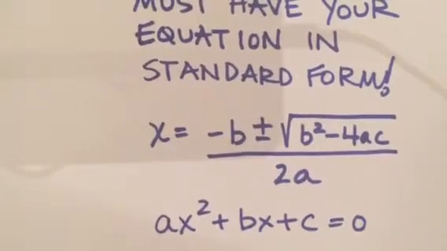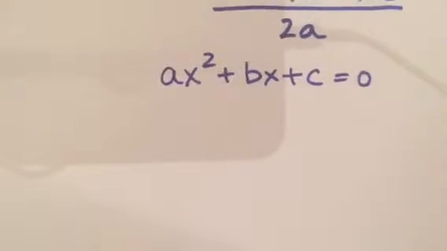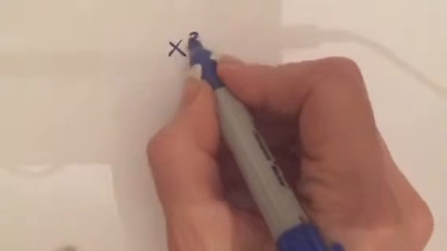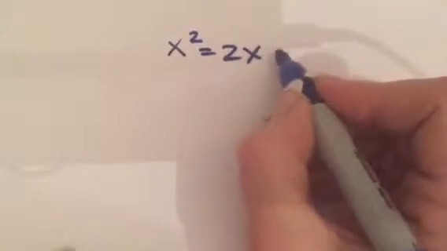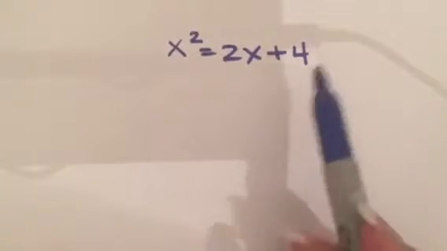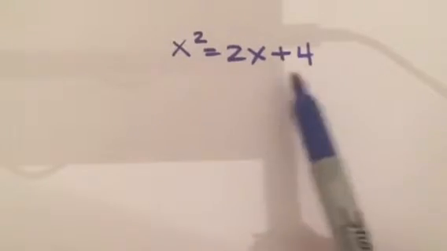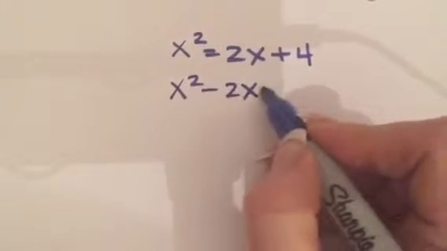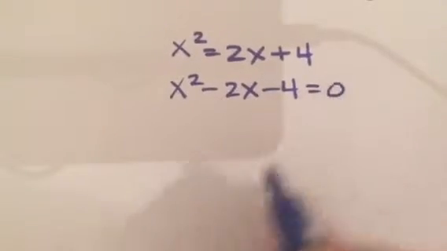So let's take a look at a couple of examples. Let's start with x squared equals 2x plus 4. Notice we are not in standard form, so we are going to first move the furniture around. We are going to move everything to one side of the equation. And since our x squared is on the left, let's shift everything over to the left. So x squared minus 2x minus 4 is equal to 0.